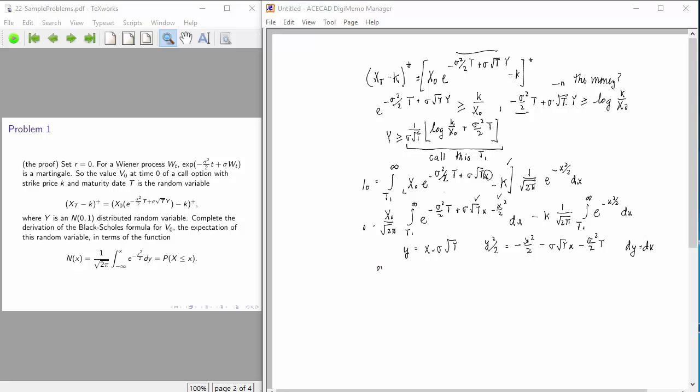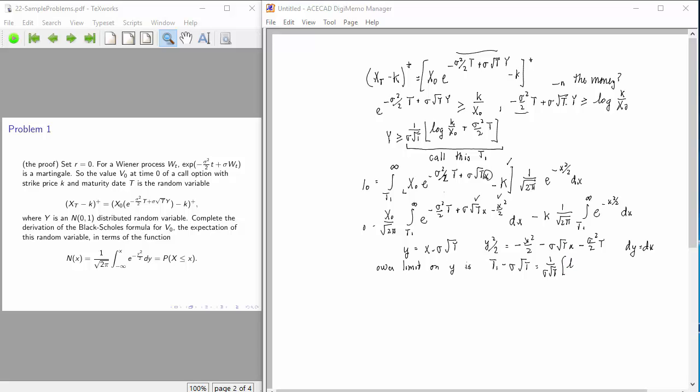The only thing we've got to worry about is the lower limit. The lower limit on x was t1. The lower limit on y is t1 minus sigma times the square root of t. So let's work that out. t1 has this 1 over sigma root t in it.